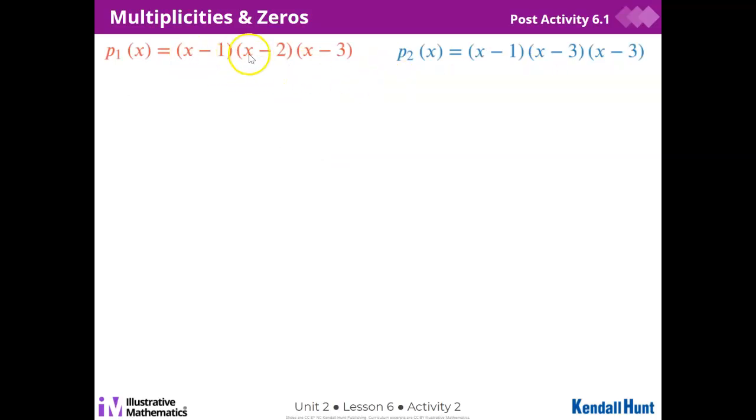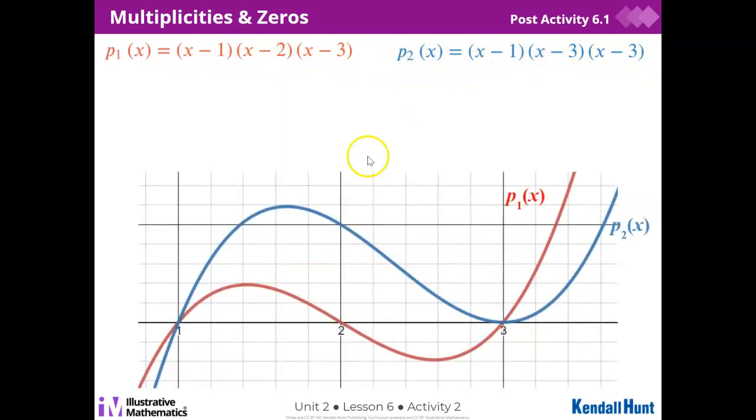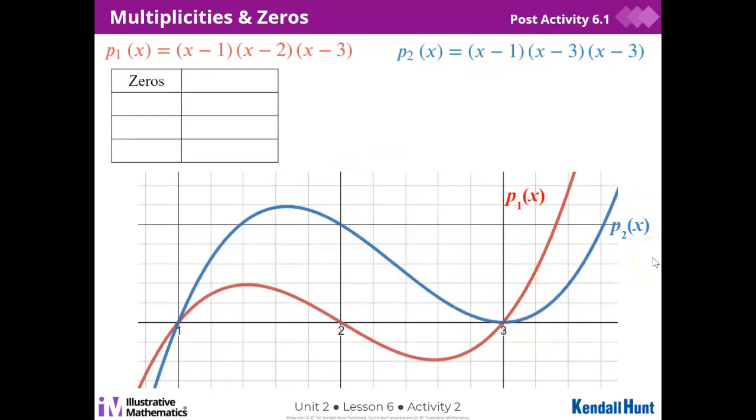Okay, so let's look at two polynomial functions. We have p1 of x, which is this function here in factored form, and we have p2 of x, which is this function here. Here are both of these functions graphed. p1 of x is in red, p2 of x is in blue. Now, we can find the zeros of the red graph by simply taking each of these factors, setting them equal to 0, and solving. So one of the zeros is 1, the other zero is positive 2, and the third zero is positive 3. And we have those represented down on the graph right here.